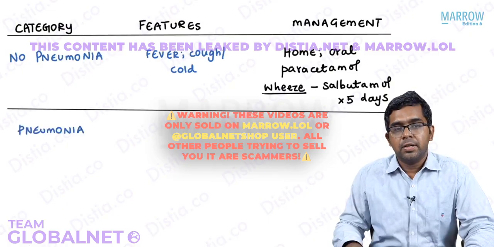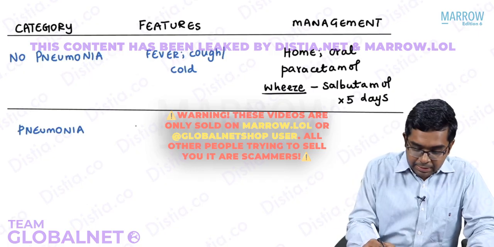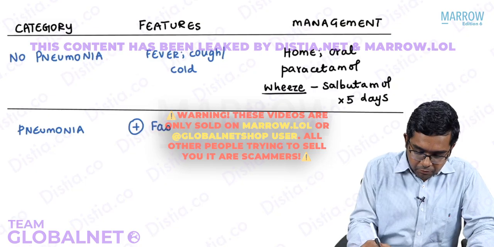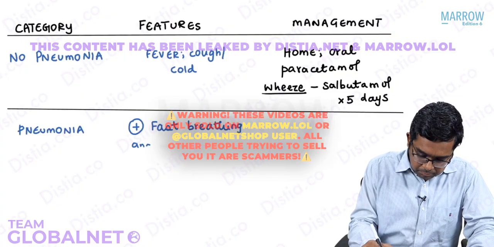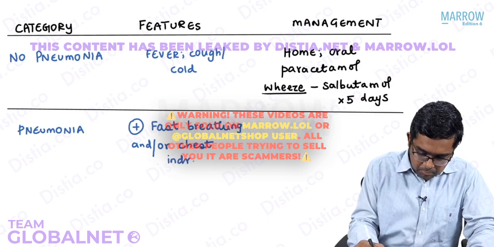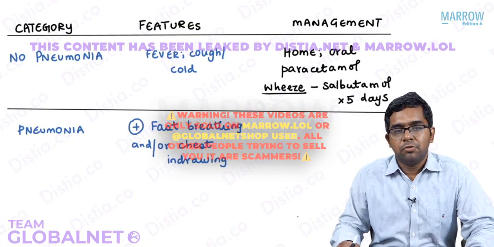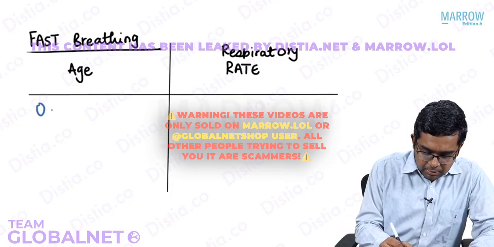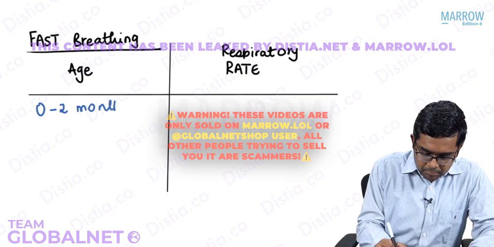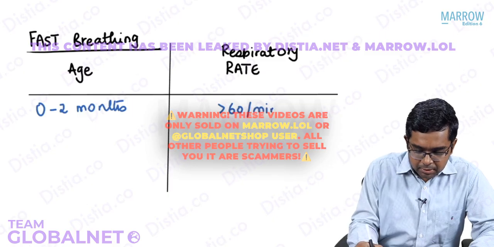The next category is called pneumonia, which is characterized by fever, cough or cold, but in addition you will have either fast breathing and/or chest indrawing. At this point, you should know the criteria for fast breathing. It is defined according to the age of the child. If the child is less than 2 months, then a breathing rate of more than 60 per minute is considered fast breathing.